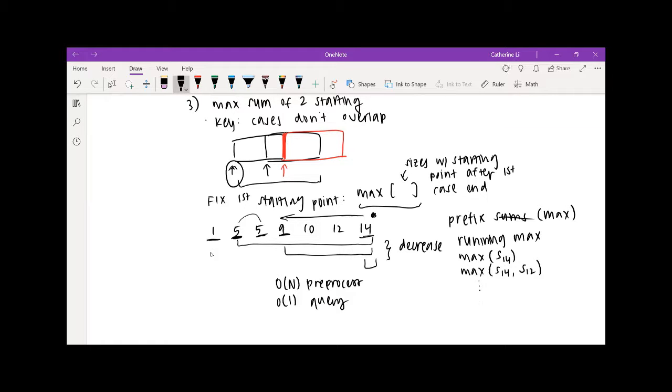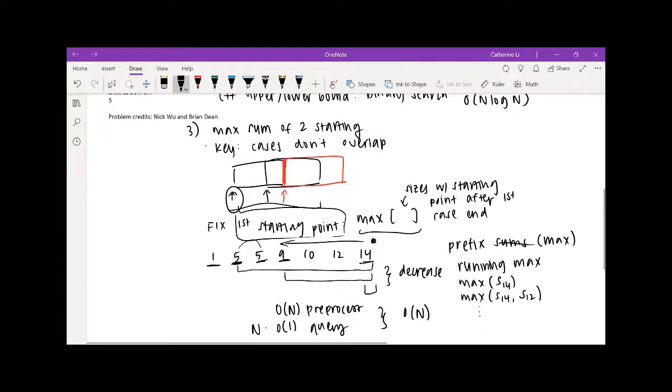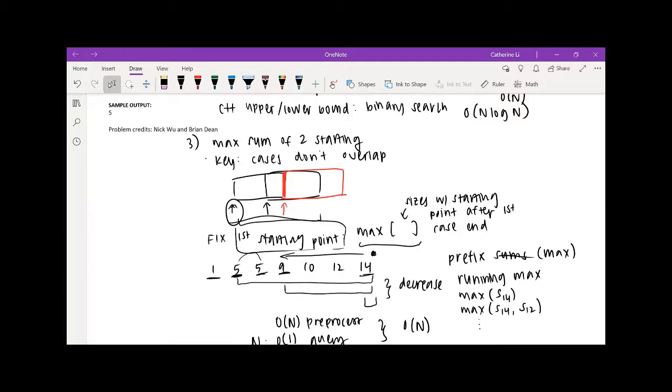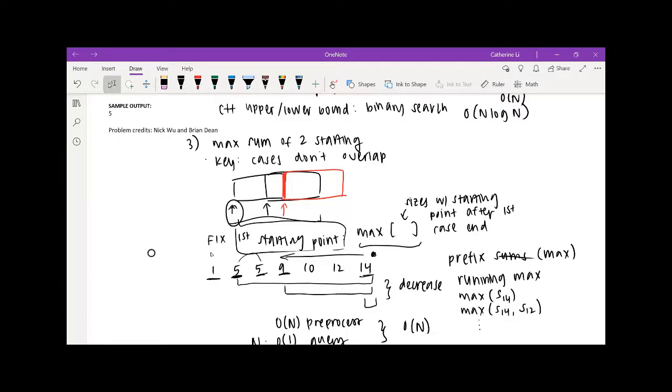So we're fixing a first starting point. There's n possibilities for this. So this is going to be n times O of 1. So in total, we have O of n. So yeah, that's basically it. As you can see, our total big O runtime is going to be O of n, or O of n log n if we use this other approach.